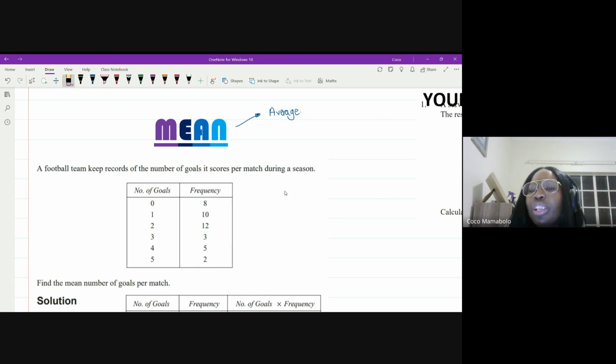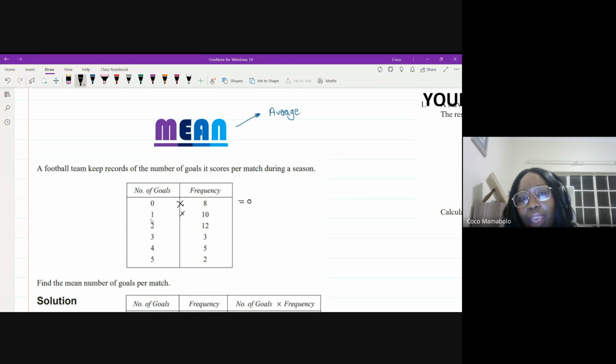But now if we want to calculate the average, all we need to do is multiply by how many there are and add those together. So all I need to do is go 0 times 8, and 0 times 8 is equal to 0.